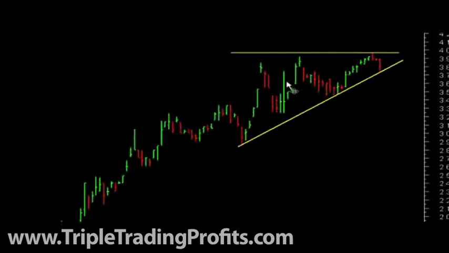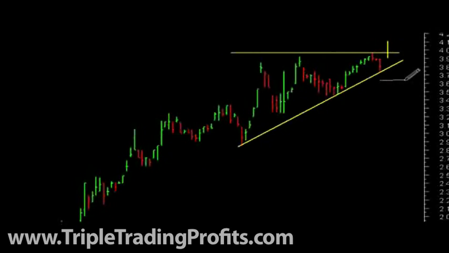So we've identified this ascending triangle. My scan didn't identify the ascending triangle, it just identified the fact that it was going up. But let's say we wanted to buy on the break of that $4 level, which I think is a very sound reason to get into this particular stock. Again, technically, you could easily place your stop just on the other side of the triangle.